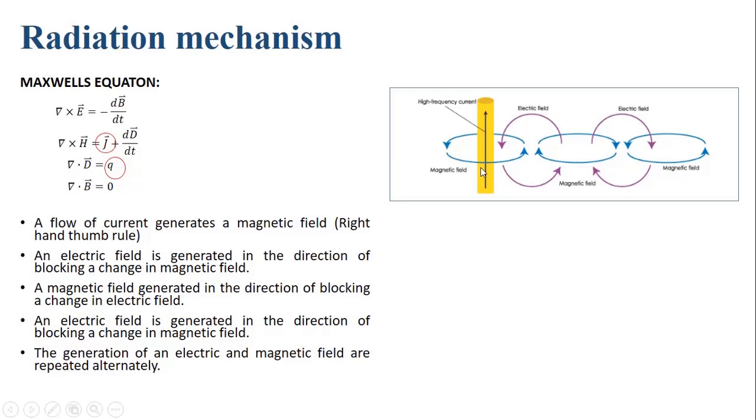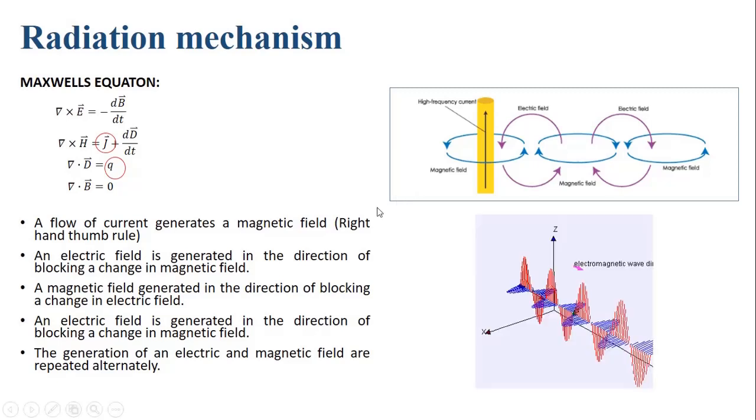So once the magnetic field is generated, for every cause there is opposition. For opposing this magnetic field, the electric field will be generated. Again, to oppose this electric field, the magnetic field will be generated, and this process continues. So we can say that once the electric and magnetic fields are generated, the further electric and magnetic fields go on continuing, and this electromagnetic wave propagates into the free space.